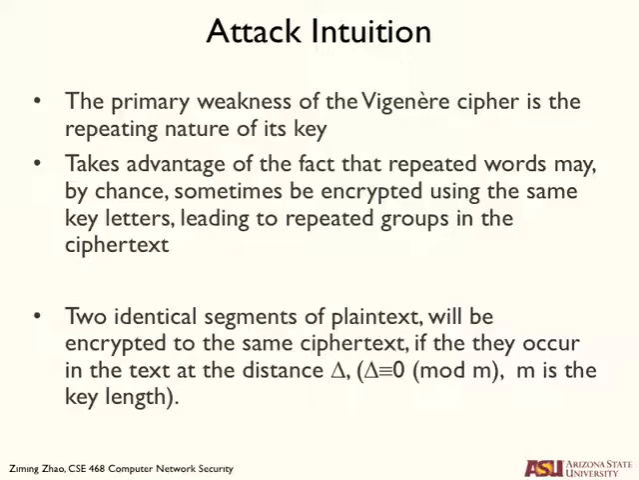The primary weakness of this cipher is that the key will repeat itself, because the key is not as long as the plain text. Since the key repeats, we can take advantage of the fact that if there are some repeated words, the plain text parts are the same, and the key parts are also the same. So the same plain text with the same key will generate the same ciphertext.